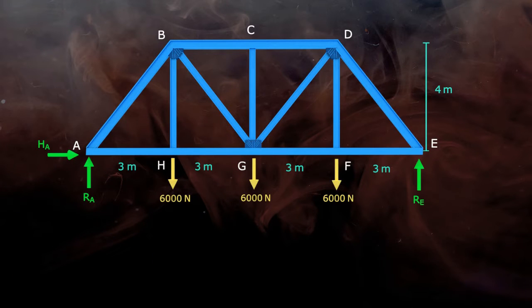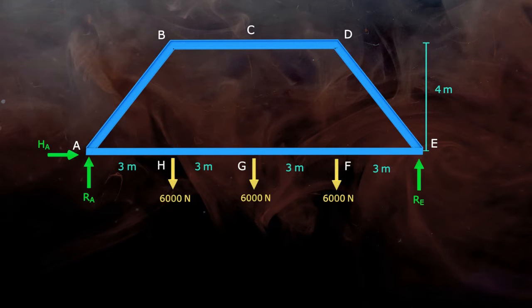Now consider the free body diagram of the truss as a whole. For this, consider only the external forces and reactions and ignore the forces acting on members. There are three equilibrium equations available to find the reactions. The first equation is summation of horizontal forces is 0. So HA is equal to 0, because there is no other horizontal force acting on the truss.